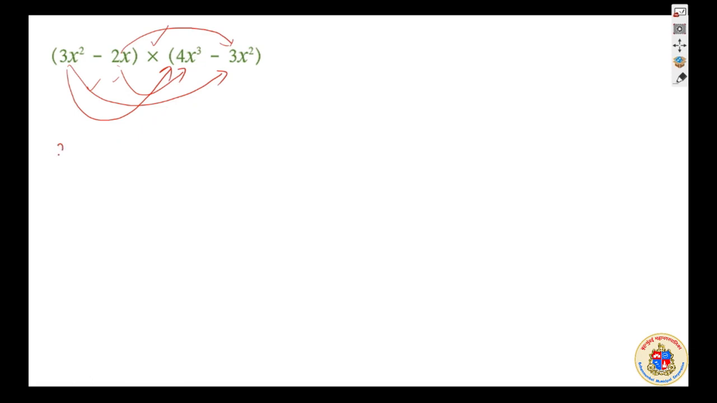Or we can write simply 3x square minus 2x multiplied by 4x cube minus 3x square, whatever order you follow, no problem. So this way we will solve it.